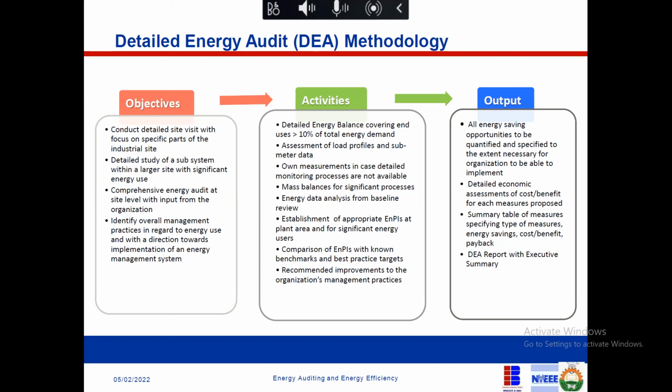Then for the detailed energy audits, you conduct your detailed site visits with specific focus on some industrial sites, just like one of us said. Then you do a detailed study of subsystems. So it is a lot of work. You do a detailed study of some subsystems, just as I said, heating systems, lighting systems, and what have you. Then you do a comprehensive energy audit at site level with input from the organization to identify overall management practices in regard to energy use with a direction towards implementation of an energy management system.